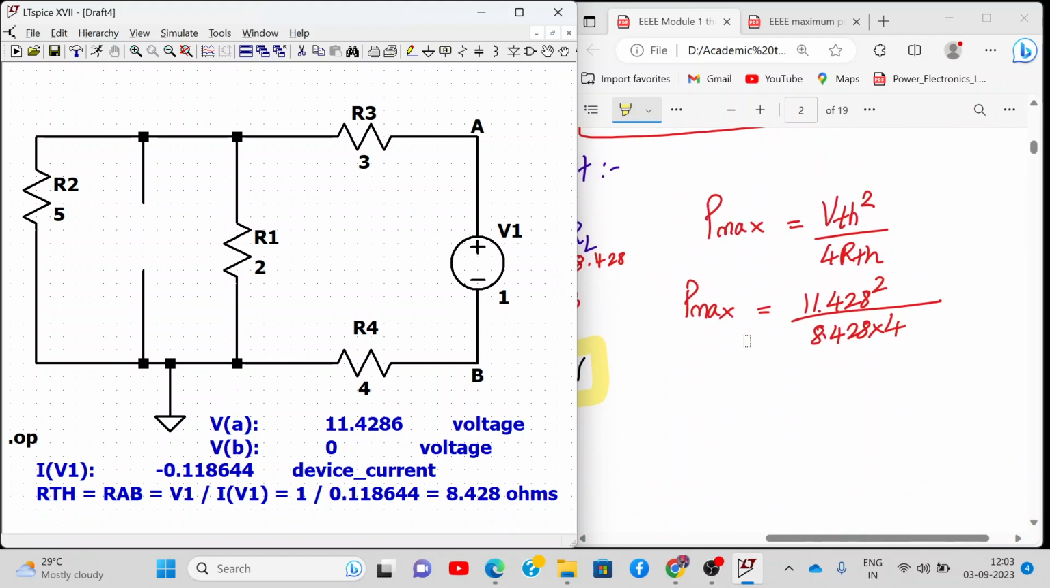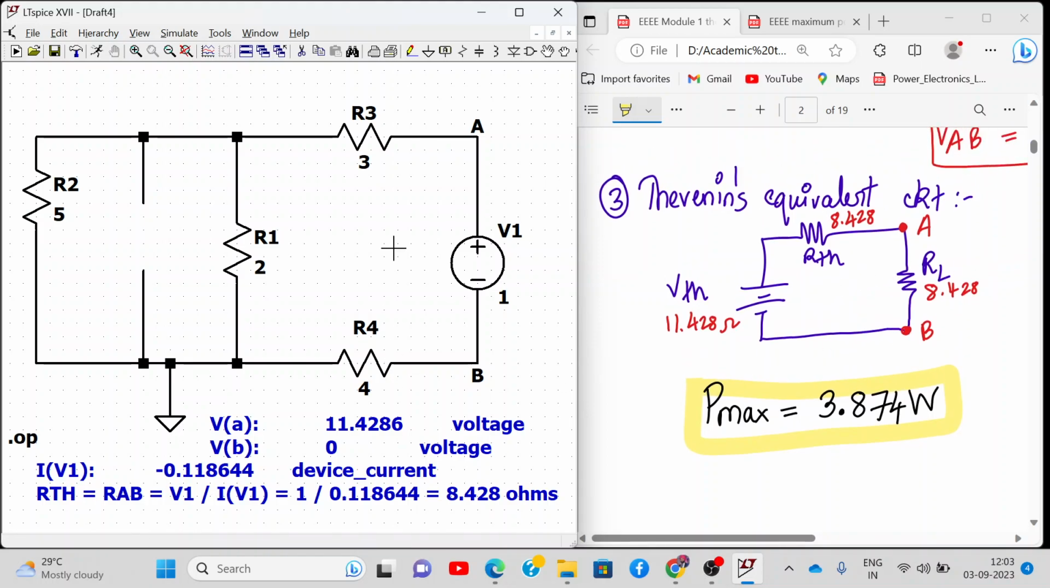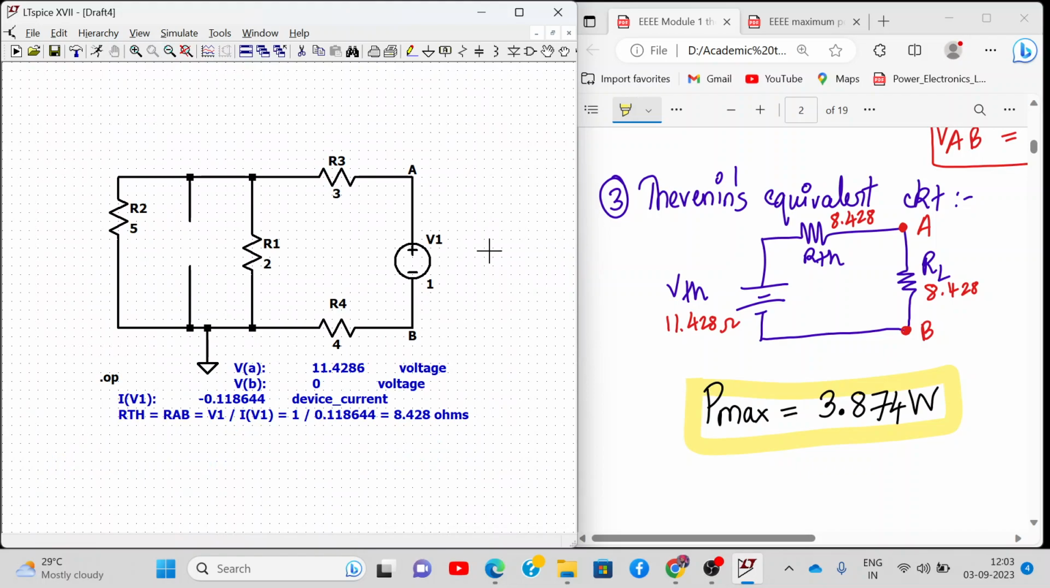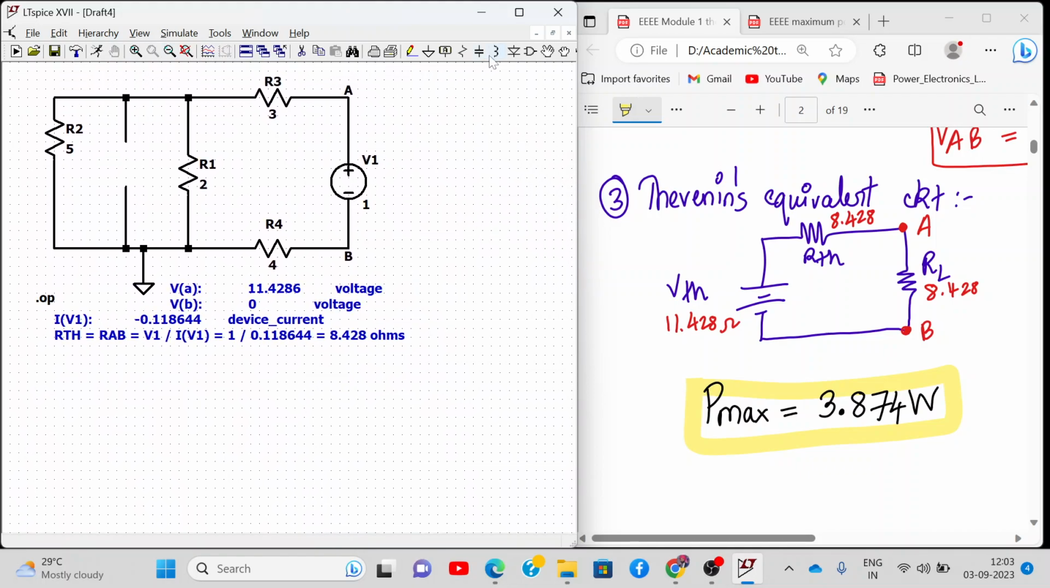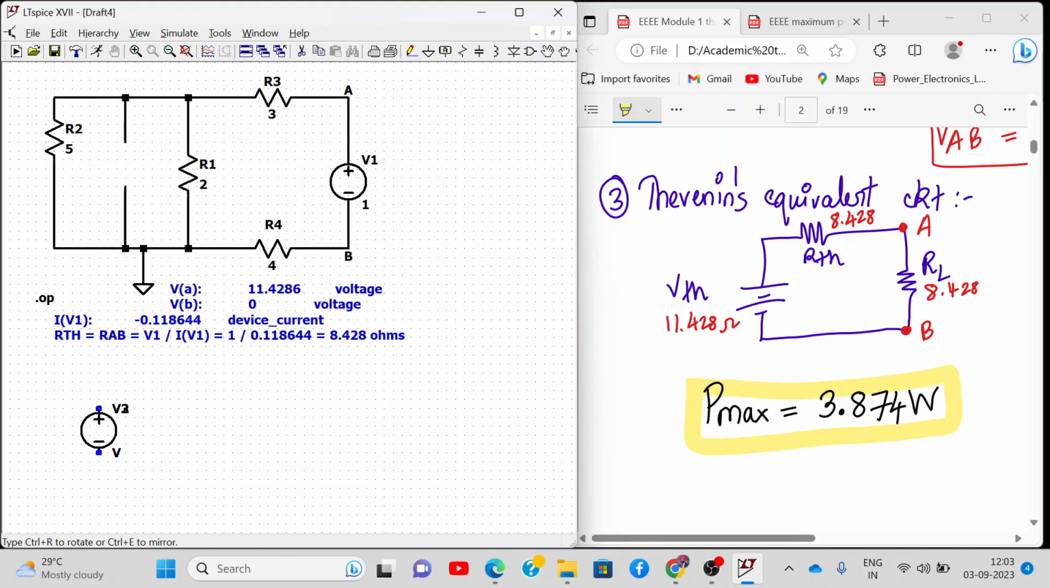Now we'll draw the Thevenin's equivalent circuit and see whether the power max is this or not. All right, so I'll minimize this. I'll draw the Thevenin's equivalent circuit. For that I'll require a voltage source over here. Then I require a resistor.